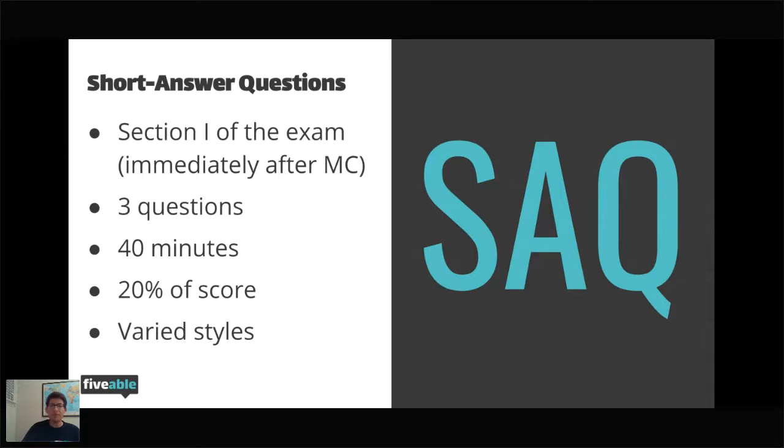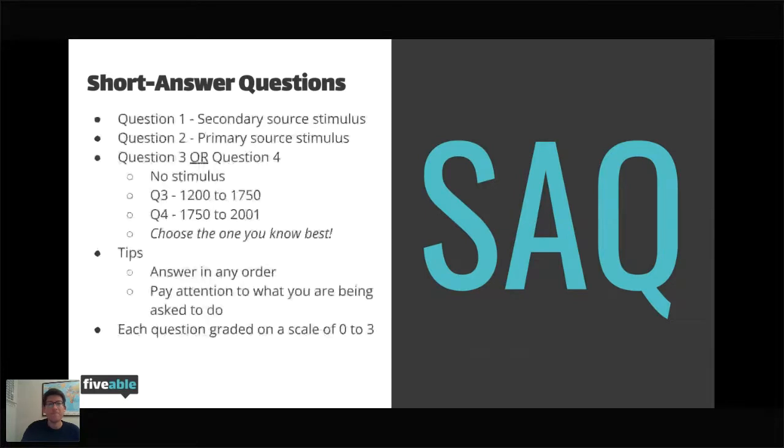Overall, it's 20% of the score. So those 3 questions make up 20%. So that's roughly 6 and a little more, 6 2/3%, something like that per question. So that's a pretty hefty chunk for something that doesn't require a ton of time. Now, there are some varied styles here in how the questions are asked. So keep that in mind. And we're gonna look at some of those right now.